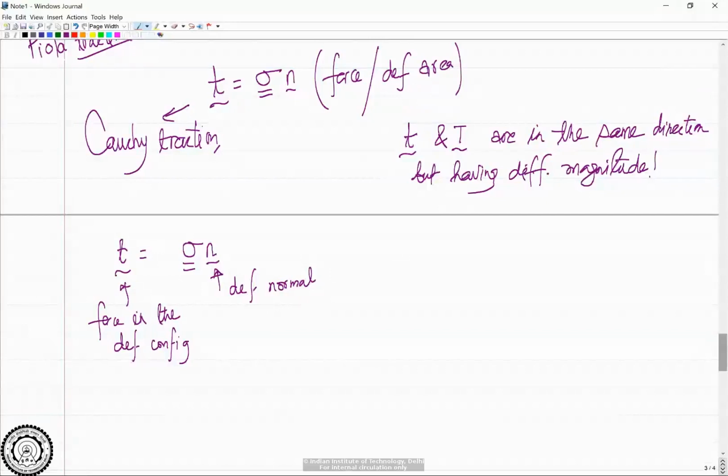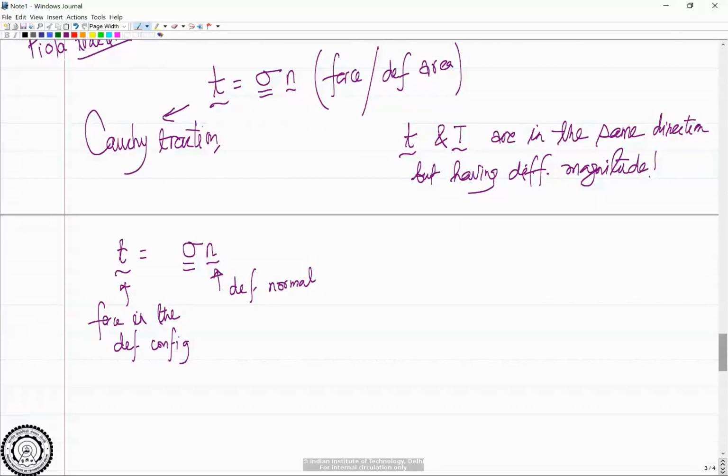For 99% of finite deformation elasticity or large deformation solid mechanics problems, not just elasticity, even plasticity or viscoelasticity, for large deformation solid mechanics problems, 99% we use the first Piola-Kirchhoff stress tensor. Whereas in fluid mechanics, 99% we use the Cauchy stress tensor, because in fluid mechanics we solve the problem in the current configuration. Whereas in solid mechanics we try to solve the problem in the reference configuration, and that's why all the quantities involved automatically have to be Lagrangian quantities.